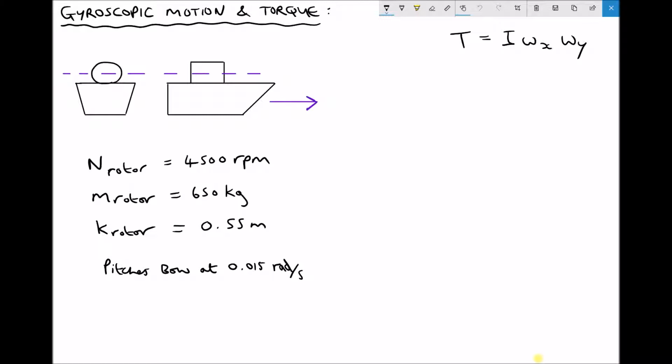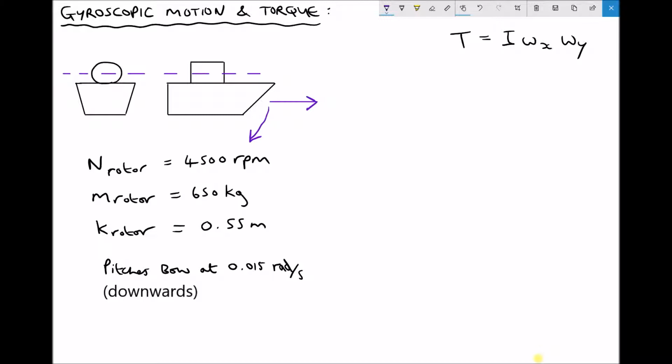We've been given some additional information. It tells us that the boat is going to pitch its bow at 0.015 radians per second. Now, although that's technical jargon, what it really means is the front of the boat is going to pitch downwards at 0.015 rads per second. So if we was to add this to our diagram, we would have a downwards angular velocity for the front of the boat of 0.015 rads per second.